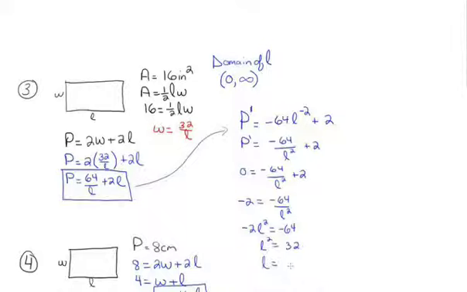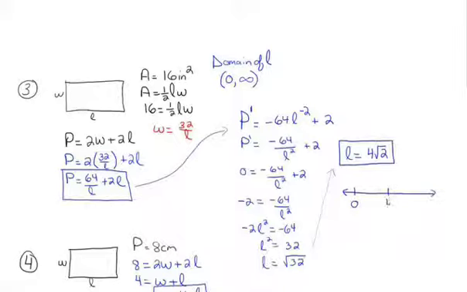So let's stick with the positive. The square root of 32, which let's go ahead and move up. I get L equals, let's see, 16 times 2 square root, so it's going to be 4 root 2. So I get one critical value. And so let's go to our sign chart. Let's put 0 on our sign chart. Let's put 4 root 2 on our sign chart. And then we won't put anything else because we didn't find any other values.